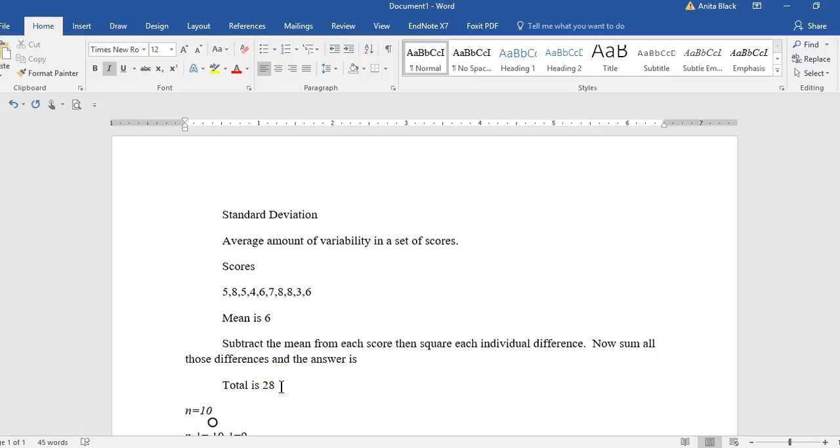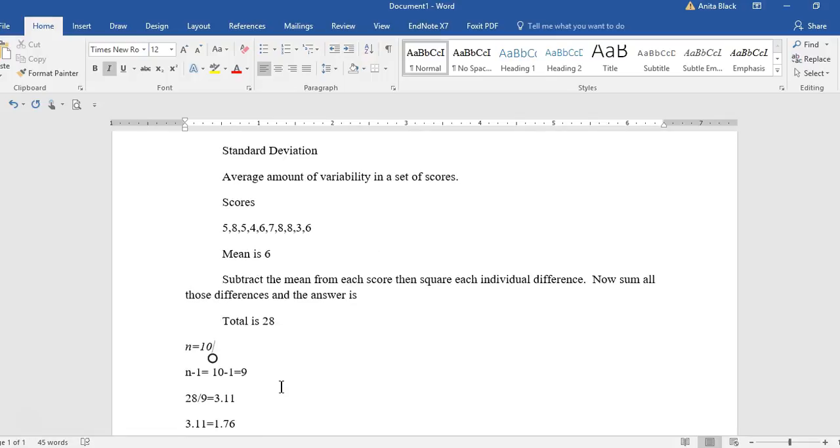Now, the next step is we need to know the number in our sample. And in this case, the number of scores up here is 10. So the next computation is to subtract 1 from our sample, which is 10 minus 1 equals 9. Yes, we're in first grade. The next thing we do is we divide. We divide this number, so we're going to divide 28 by 9, and what we come up with is 3.11. As I said, again, the calculation is not important, but I want you to see where it's coming from.